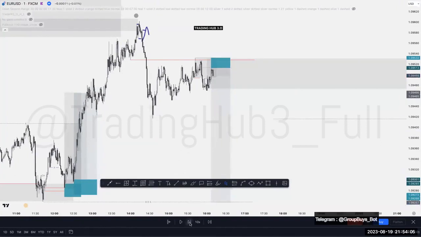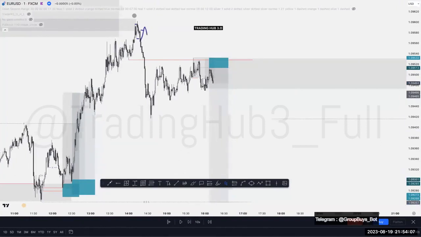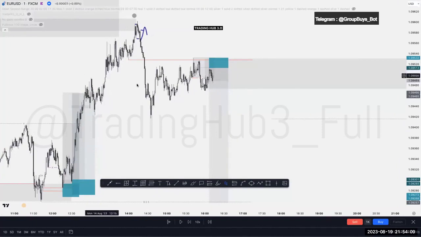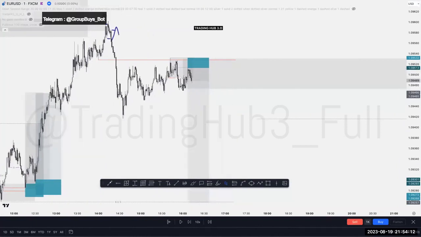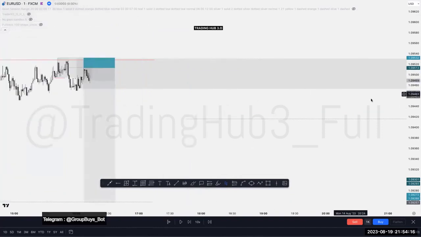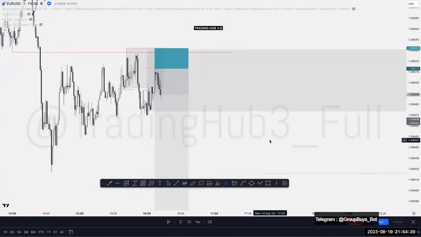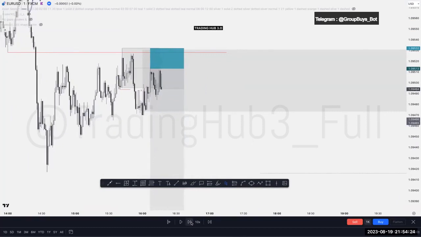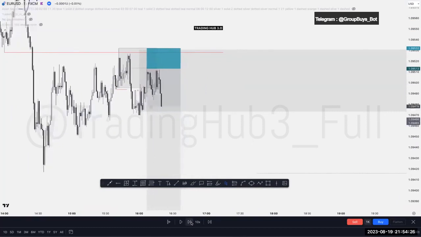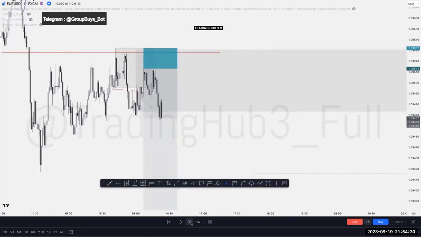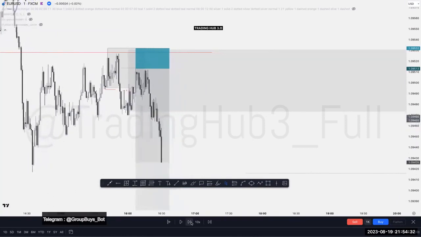Price mitigates this one. Market up, push downside. And then what happened here? Let me zoom in on this part. This is important for everyone. Okay, perfect. Market pushes downside, and then what happened here? Market again pushing downside.